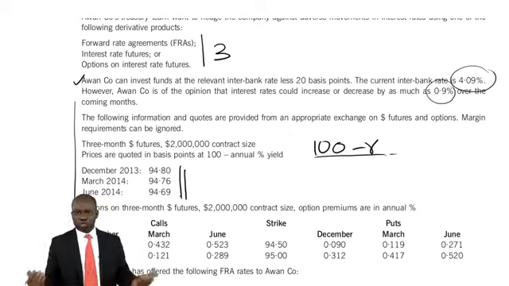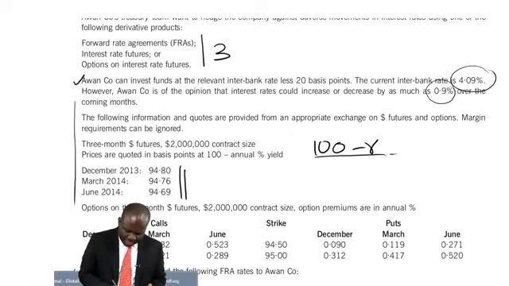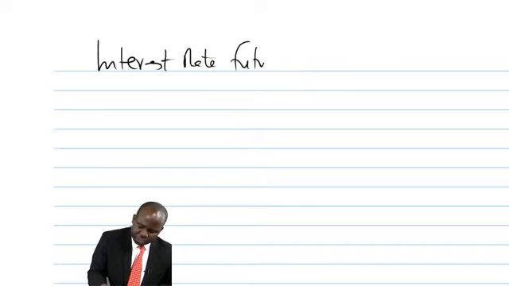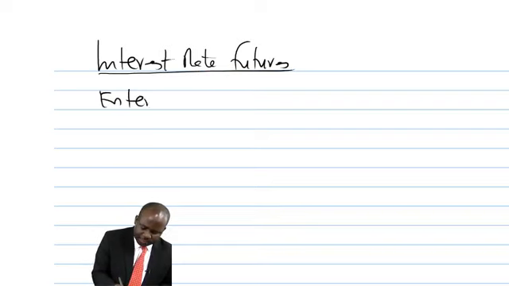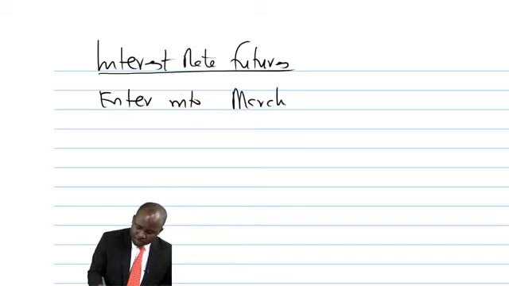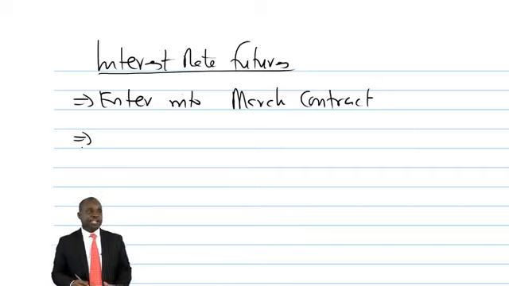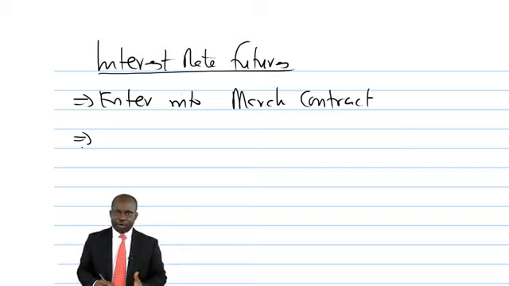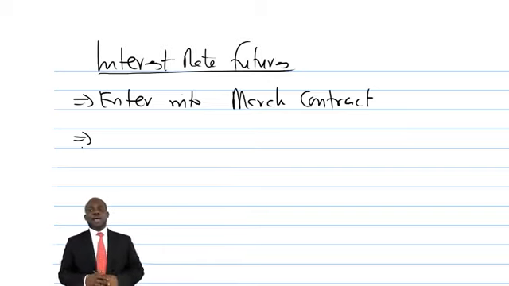This mark, it should be for you. So I will say the interest rate futures: I will enter into the March contract because it expires immediately after my transaction date, which is 1st of February. Do you have to enter by buying or selling?